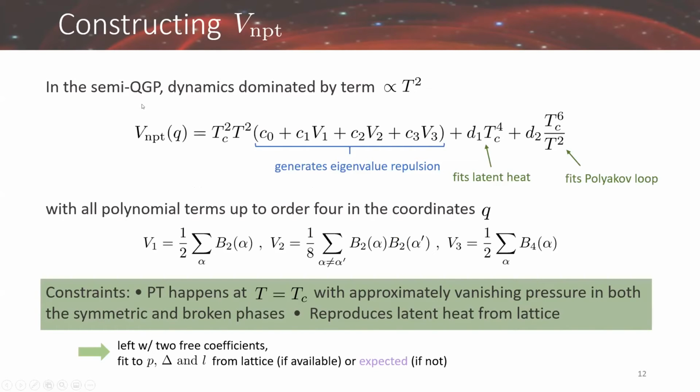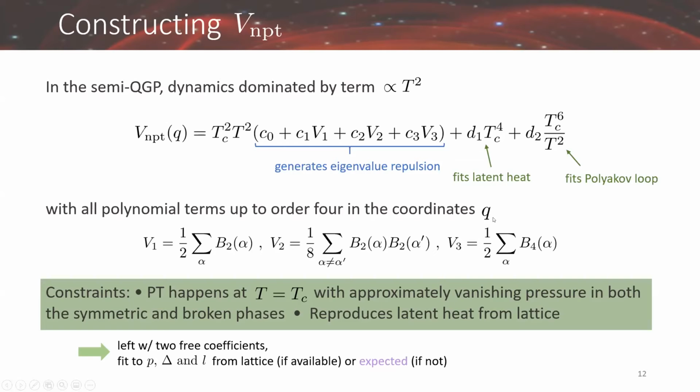Right, so we construct the non-perturbative potential as such. The t-squared term is where we put all the dynamics. These are the terms that generate eigenvalue repulsion. We also add a constant term that doesn't depend on temperature. This is usually termed the bag constant, and it's used to fit the latent heat from lattice. But we also add another term in order to fit the correct Polyakov loop from lattice. And this is just added by hand to fit the lattice thermodynamics.